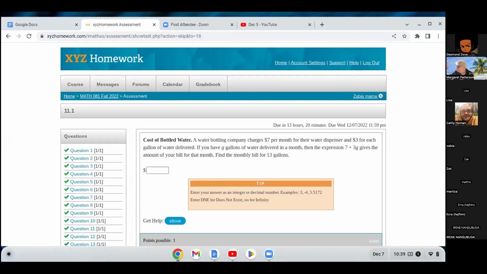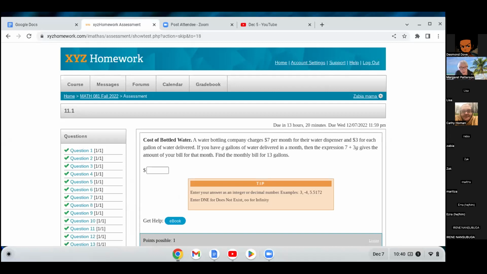How about this one? Same, water. The formula is on the second line. Okay, so I multiply 3 by 13. So 7 plus 3G. They were talking about it, but the formula is right there at the end of the second line.